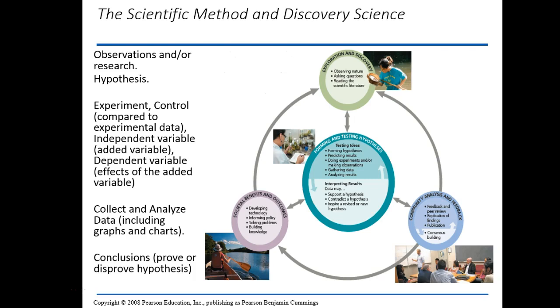So an experiment is generally set up in a specific way, where you have a control. So you have it compared to other data that's actually known. You have an independent variable, so an added variable, and then a dependent variable, the effects of the added variable. So you have the independent variable that basically you're studying, and then you throw things in, these dependent variables, that are effects on that added variable.